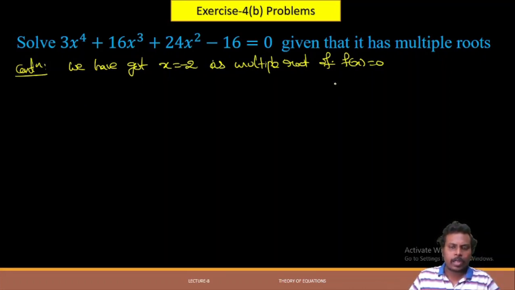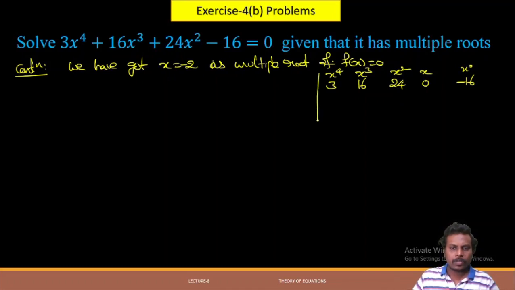So we use Horner's synthetic division to find out the factor. I'll write the coefficients here: 3, 16, 24, 0, -16. This is the x⁴ coefficient, this is the x³ coefficient, this is the x² coefficient, this is the x coefficient, and this is the constant term, the x⁰ term.